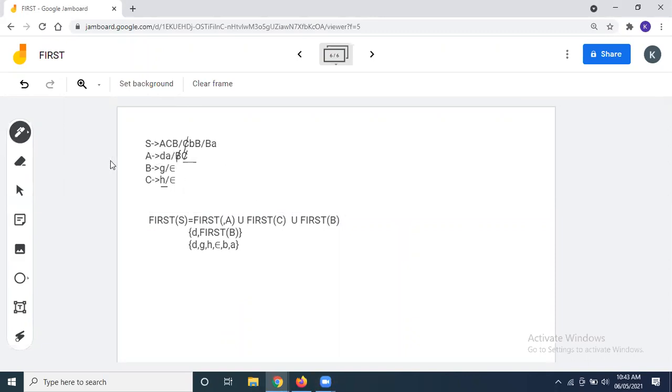Right. So see here now. First, I'll erase all these things. So first of S, we will write here first of, I'll just write F. So first of S is what it should consist. Now see here, how many productions do we have for S? We have three productions. In the first one you have to find first of A, first of A minus epsilon. If in that production we have epsilon, we have to remove epsilon. You should not include that epsilon there. Remember.